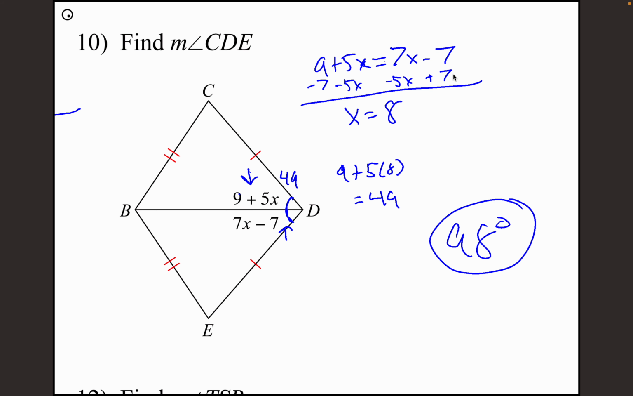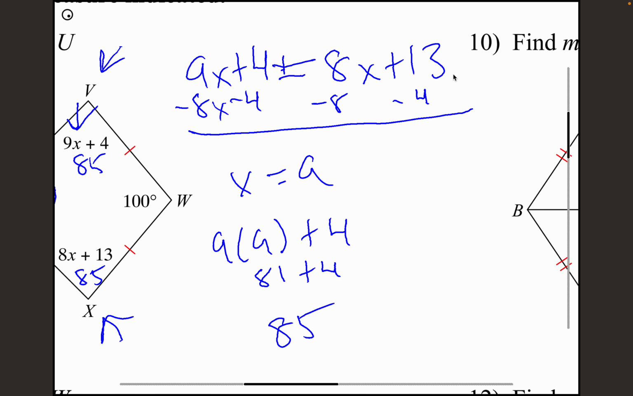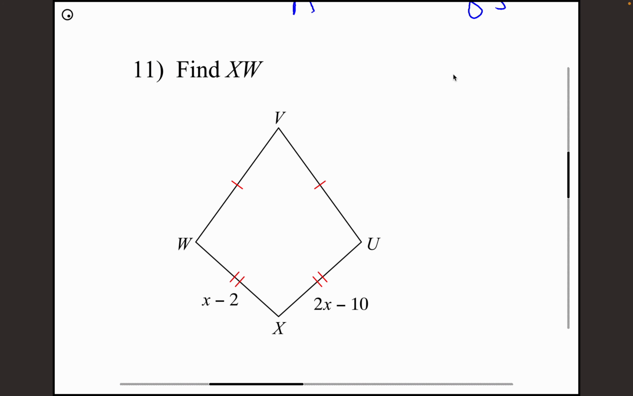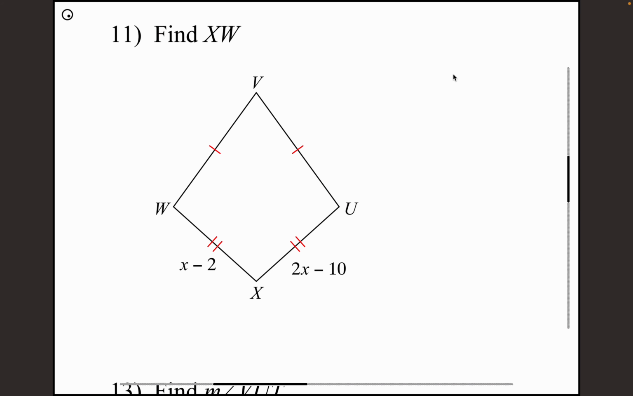Okay? Now, here's what I need you to do. Just get up, sit with the new partner, and do 11 and 12. Just turn around. One of you work with Ellie, one of you work with Chandler. I should have just assigned you guys new partners. Wait a minute. Oh wait, they're equal. All right, just do it. 11 and 12.